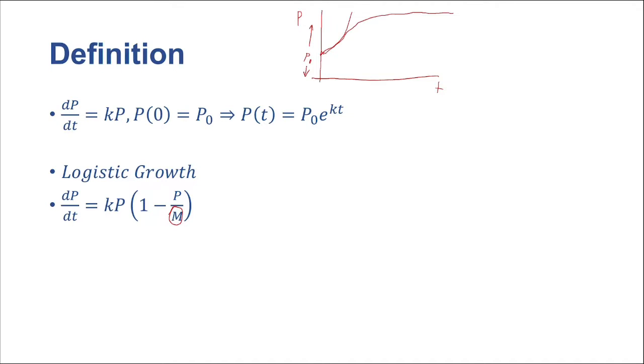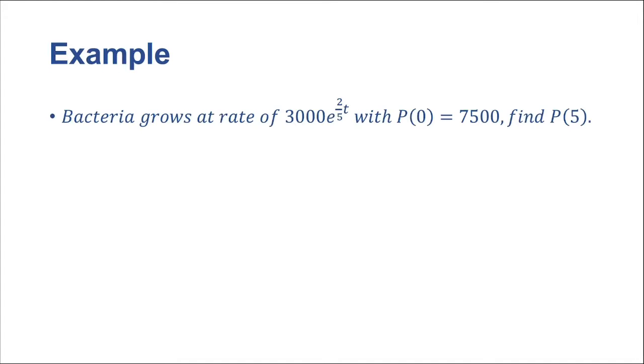Okay, so now let's look at some problems. Let's look at an example here. This isn't going to be logistic. This is normal exponential. Let's say that we have a bacteria culture. The bacteria grows at a rate of 3,000 times e to the 2/5 t. And our initial population is 7,500. Find the population at t equals 5. I didn't assign units here, but let's assume this is hours or something.